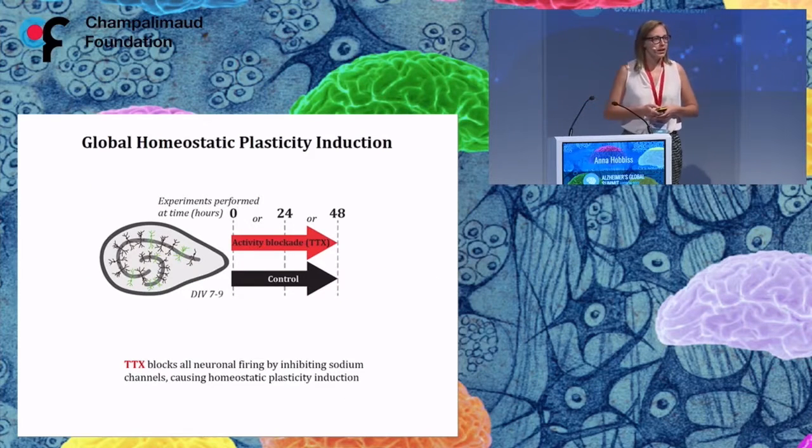So this is the technique that I used. I used organotypic hippocampal slices. To introduce homeostatic plasticity into these, I did a chronic manipulation of activity levels. In this case, what I used was a chemical called TTX. This is a sodium channel blocker, so it's going to stop all neuronal firing in the slices. So these slices, which were incubated for up to 48 hours in TTX, were compared to control slices, which underwent normal levels of endogenous activity.